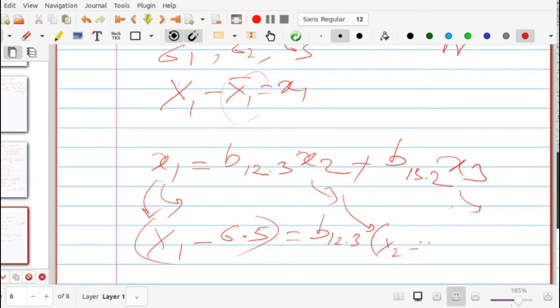x2, which is the mean of big x2. Similarly, you find the third one, map it with the bigger value, and you will get one equation, and this is your final multiple regression model. This is how you solve it mathematically.